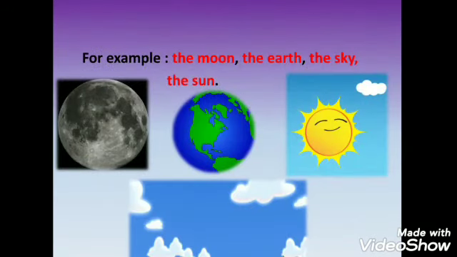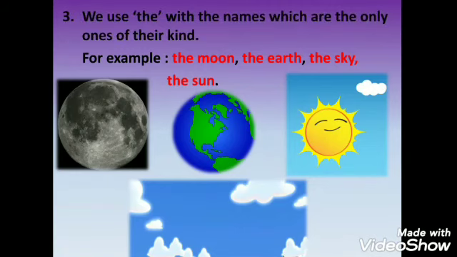Examples for the third point. The moon, the earth, the sky, the sun. We are using THE with all these words. Now give me an answer. Is there more than one of its kind? No, there is only one moon, one earth, one sky and one sun. Therefore, we use THE with the names which are the only one of their kind.